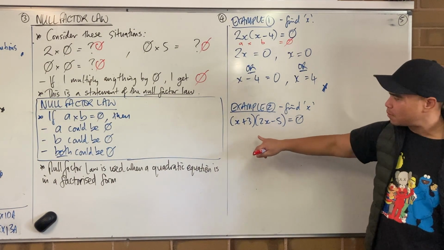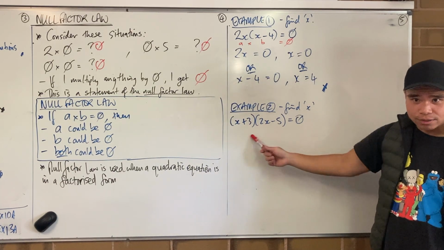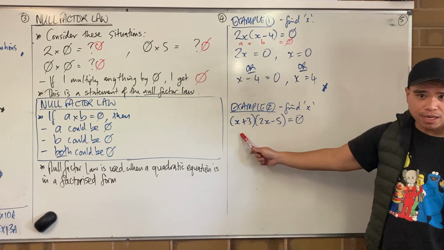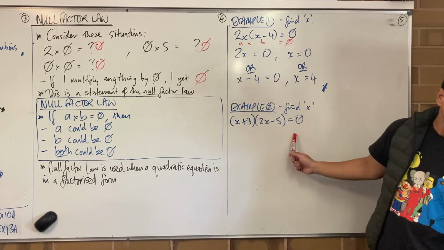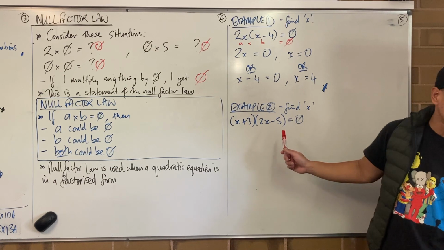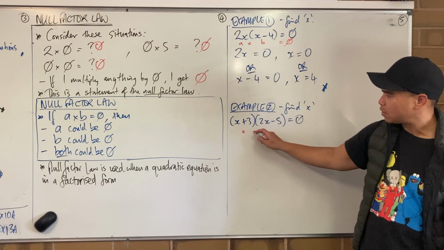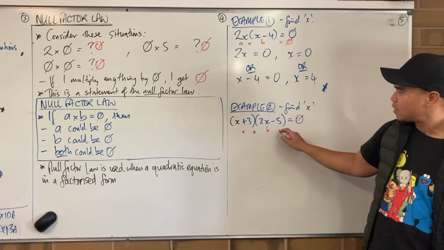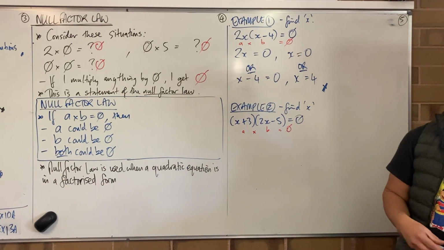One more, and then I'll shut my mouth. Is this null factor law? Am I timesing something by something else? And does it equal 0? I only see a few people nodding. Yes. You can write, if you want, that A is x times by 3, B is 2x take 5, and we've been told it equals 0. According to null factor law, they can both be 0.